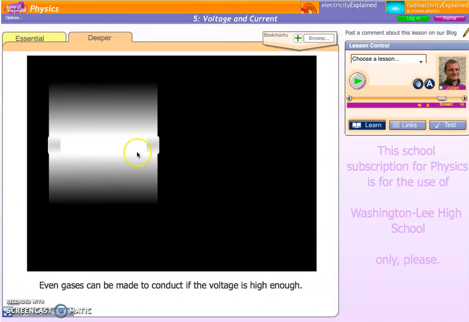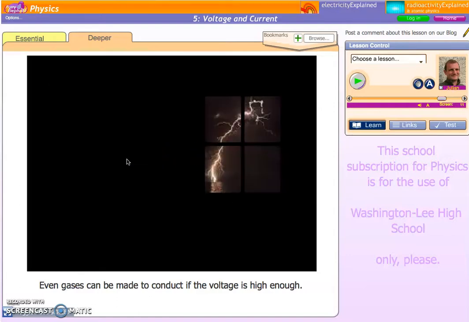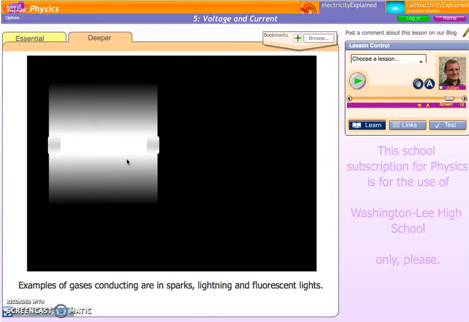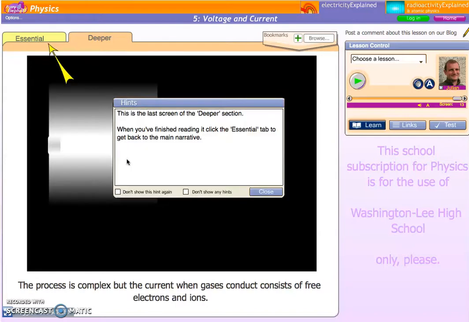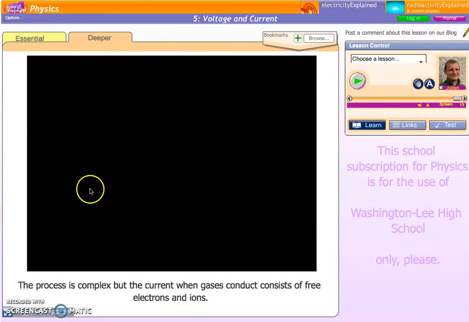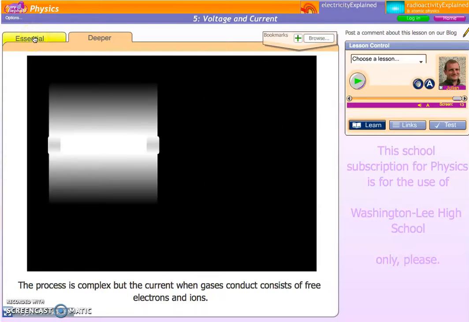Lightning, like a fluorescent lamp. Examples of gases conducting are in sparks, lightning, and fluorescent lights. The process is complex, but the current when gases conduct consists of free electrons and ions.